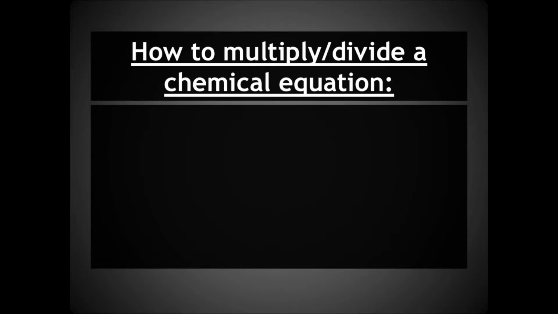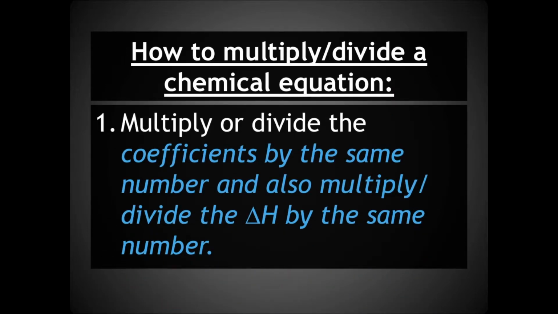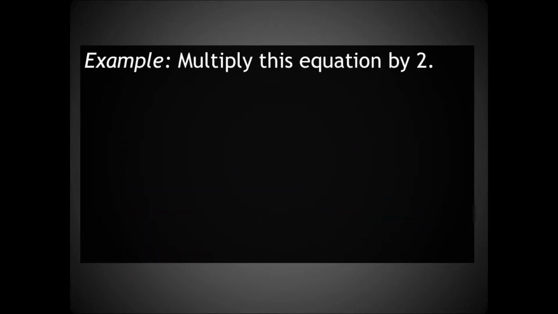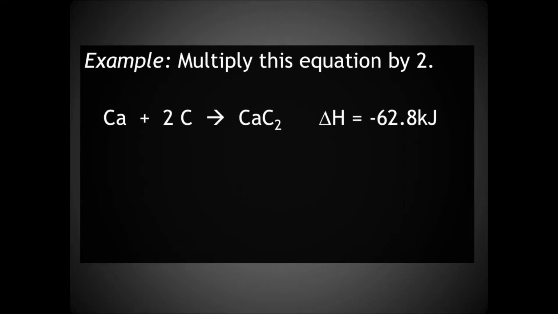How to multiply and divide chemical equations, okay? To multiply or divide, you're going to take the coefficients and either multiply or divide by the number the question's asking for. So if it says multiply this equation by 2, you just take all coefficients and multiply them by 2. And don't forget to multiply or divide the delta H by whatever number the question's asking. So these are just the rules for multiplying and dividing.